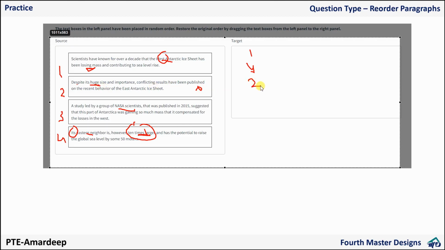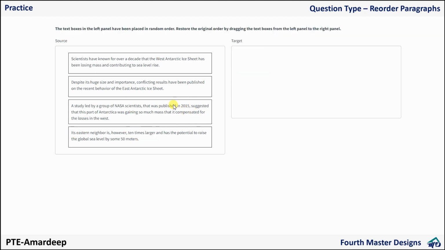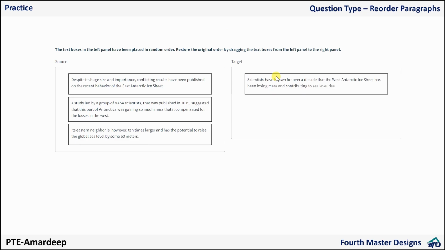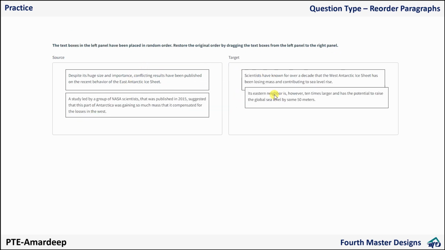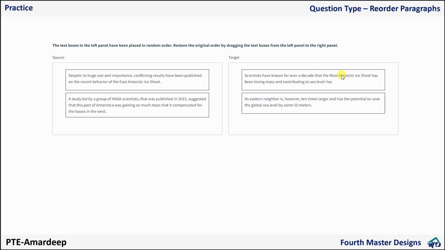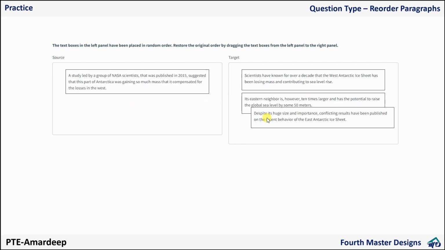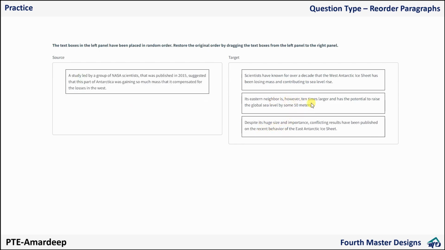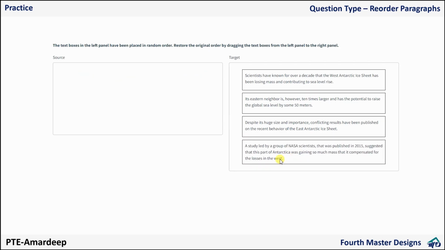So first 4 and second, and then the last one, "conflicting results have been published," and that was published in 15. So after this I'll go for number 3. Why? Because it is first, then 4 and second they are sure. The third one cannot fit in between, so I'll put it in the end only. This is my opening sentence. Then "its eastern neighbor," its is referring to the West Antarctica ice sheet. Then "10 times larger despite its huge size." Its huge size is referring to the eastern neighbor that is 10 times larger, and this one is my end only.